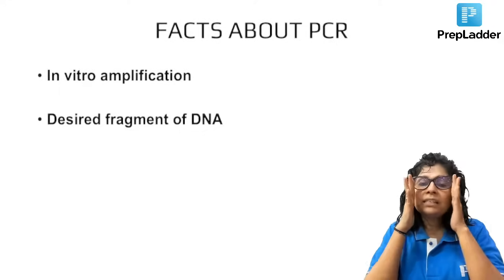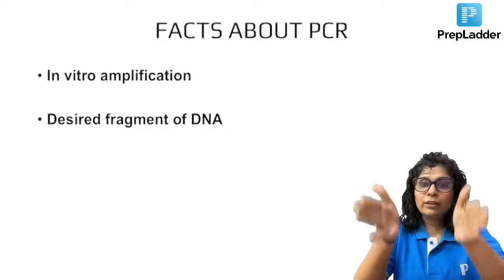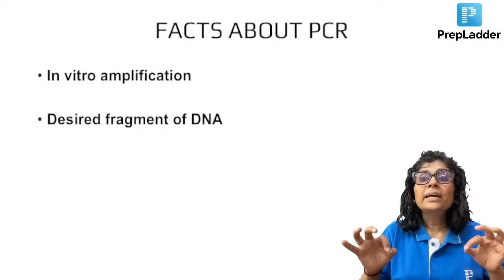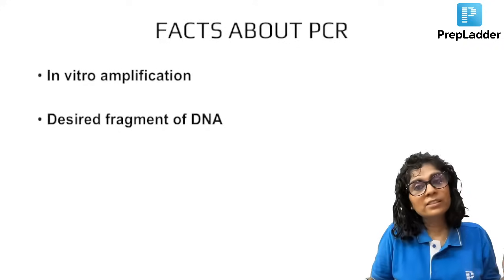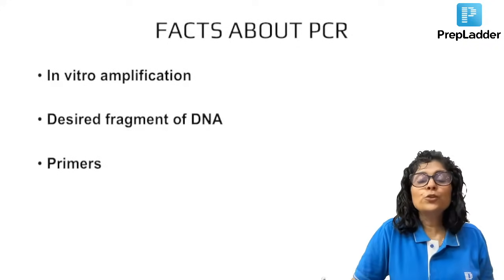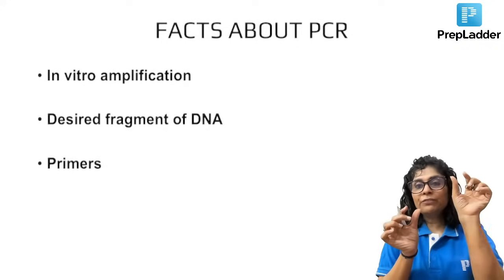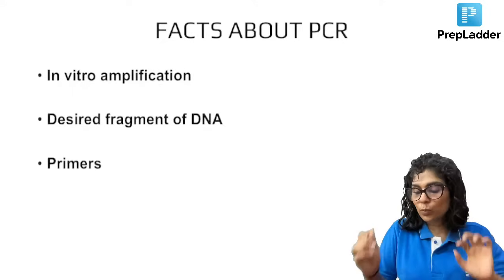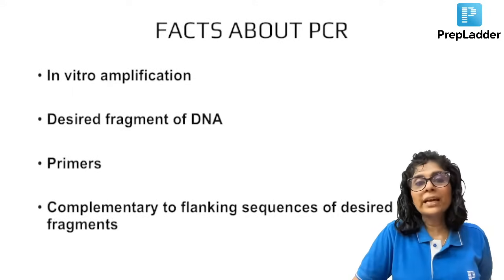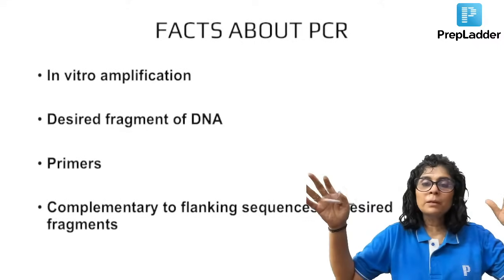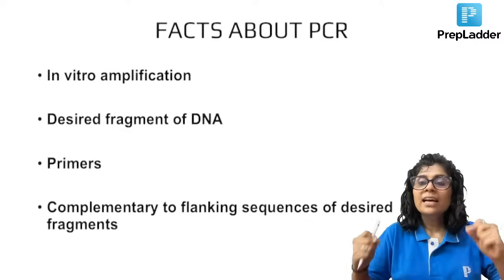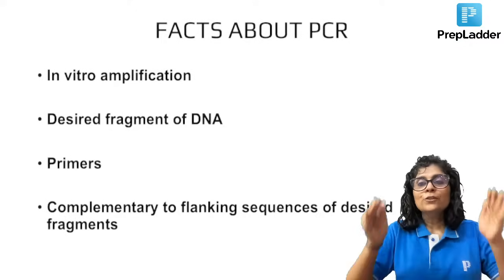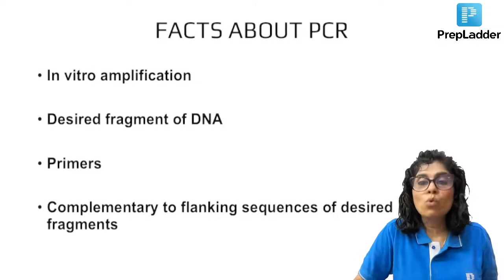How do you tell the PCR reaction that this is your desired fragment? I tell the reaction that this is my desired fragment by choosing specific primers. Right? How do I choose specific primers? I choose specific primers in such a way that they are complementary to the flanking sequences of the desired fragment. I'm not randomly choosing some primer. I choose primers in such a way that they are complementary only to the flanking sequences of the desired fragment so that I get exactly what I want.